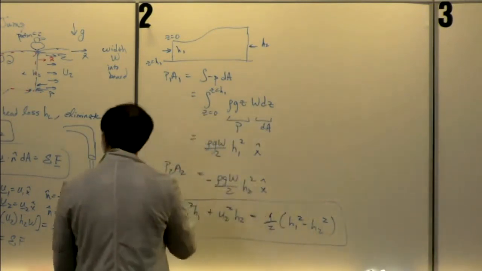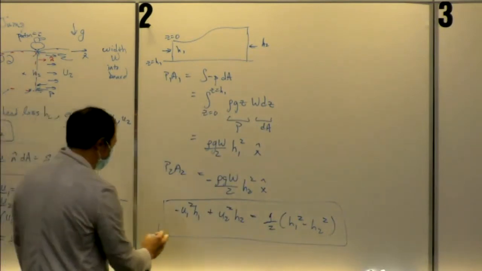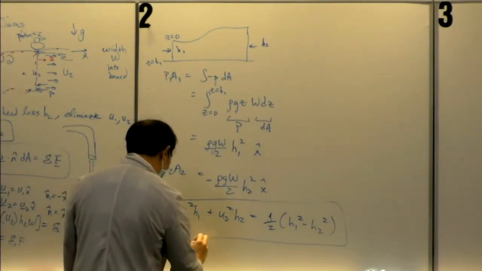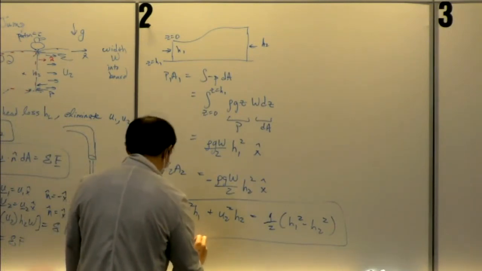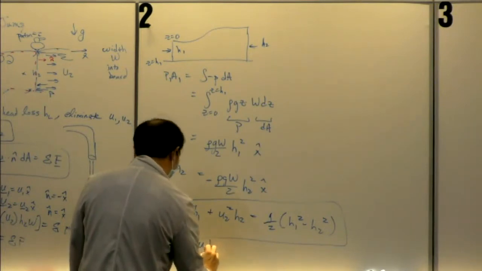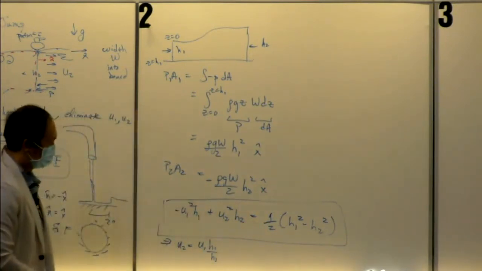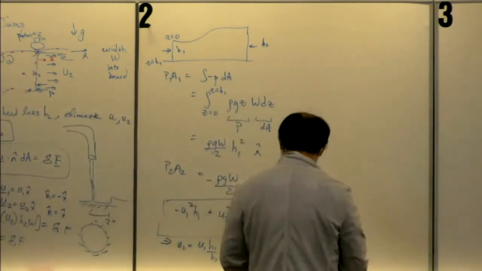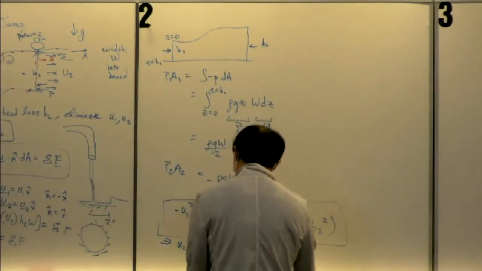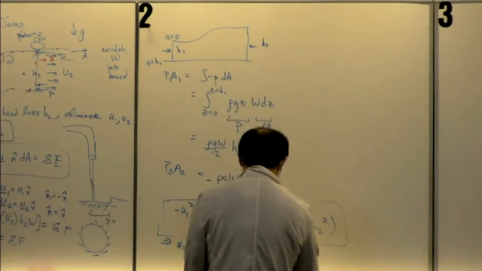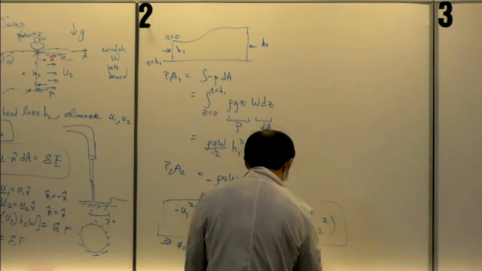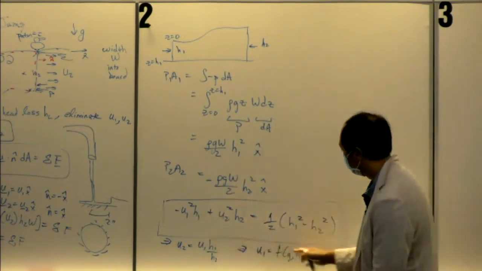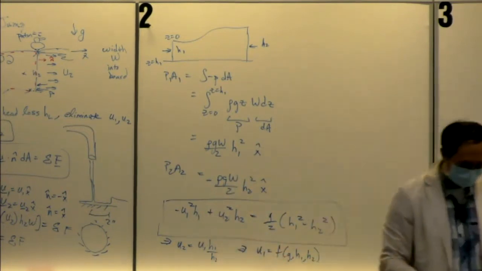So from conservation of mass, we can eliminate one of these things. You can say U2 is equal to U1 H1 over H2. Okay, and then if you substitute that in here, you'll get basically U1 is equal to a function of g, H1, H2. You can see you get U1 on the left and everything else on the right.